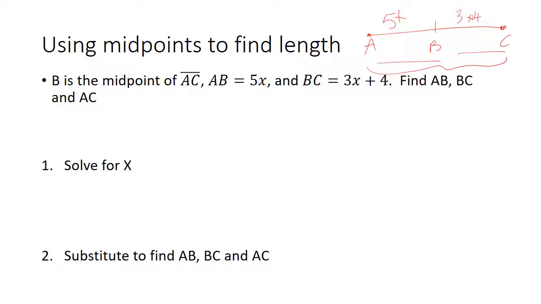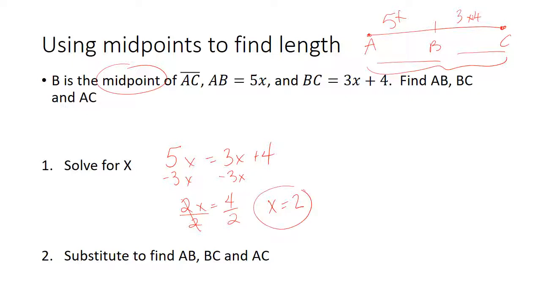So first thing that we're going to do is solve for x. We're going to use our midpoint. Because it says it's a midpoint, then we know that those two have to be equal. We can say 5x is equal to 3x plus 4. So I'm going to solve for x, move my 3x over, so I'm going to subtract it over here, giving me 2x is equal to 4. Isolate the x by dividing by 2, giving me x is equal to 2.